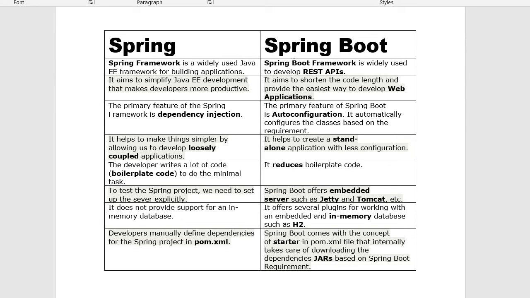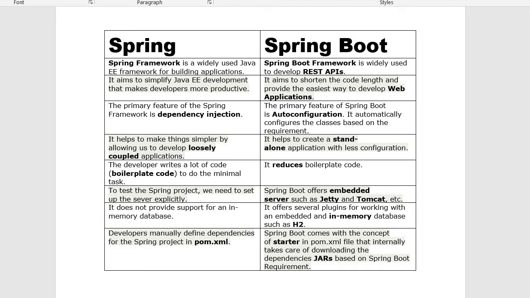So let's have a look at the Spring and Spring Boot differences. The Spring framework is a widely used Java EE framework for building applications. The Spring Boot framework is widely used to develop REST APIs. Spring aims to simplify Java EE development, which makes developers more productive. Spring Boot aims to shorten the code length and provide the easiest way to develop web applications. The primary feature of the Spring framework is dependency injection. The primary feature of Spring Boot is auto configuration. It automatically configures the classes based on the requirement.